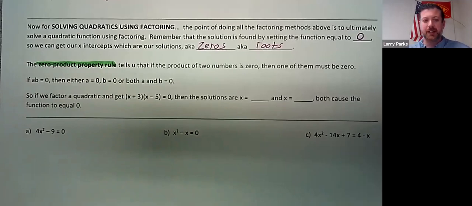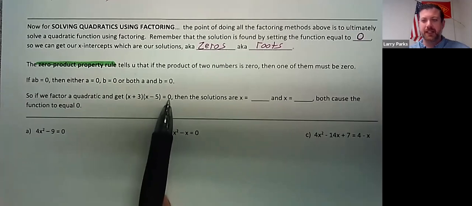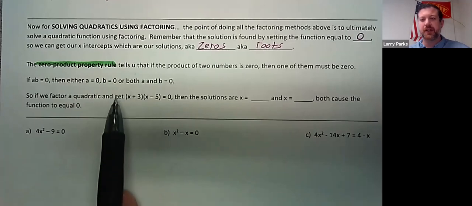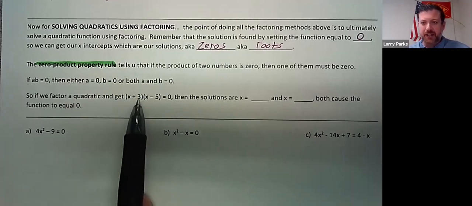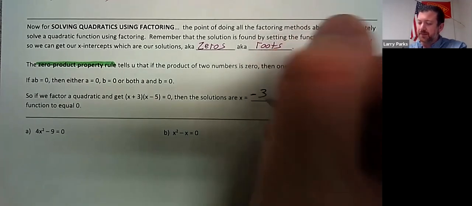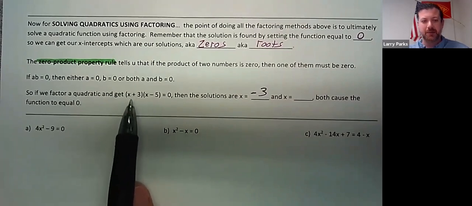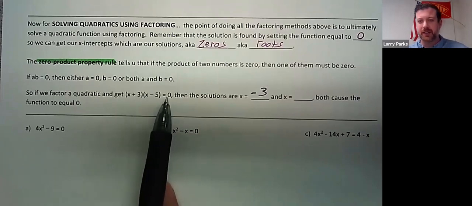So for example, if I were to get x plus 3 times x minus 5 is 0, then I need to figure out what number plus 3 is 0. Well, negative 3 plus 3 is 0. So that would be one of my solutions. And that's how this would become 0. And then what number minus 5 is 0? That would be 5. 5 minus 5 is 0. 0 times anything is 0.